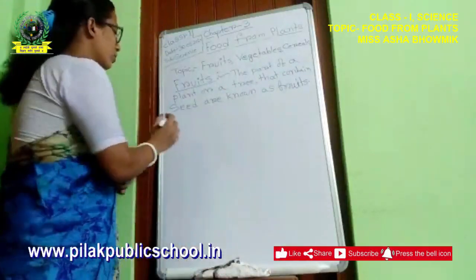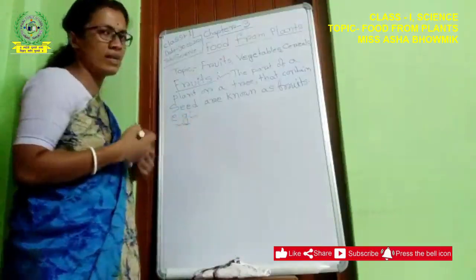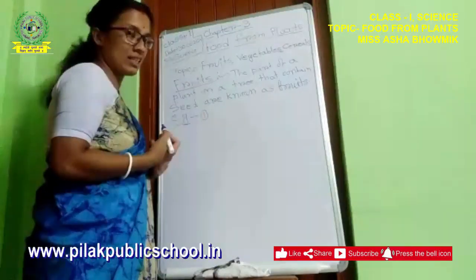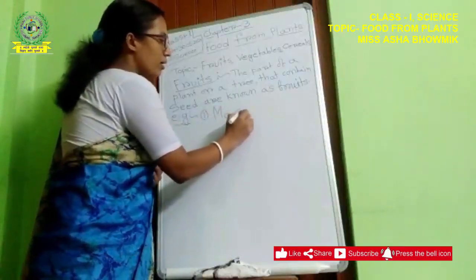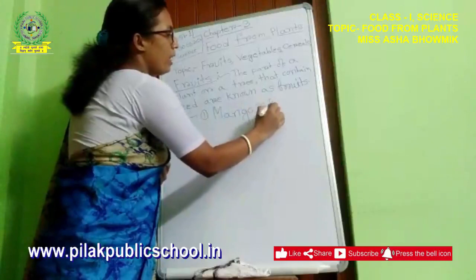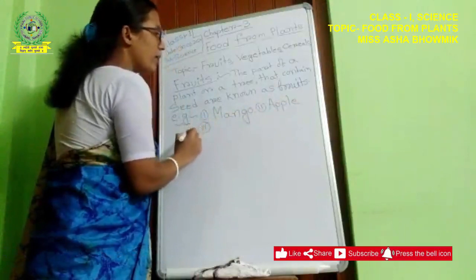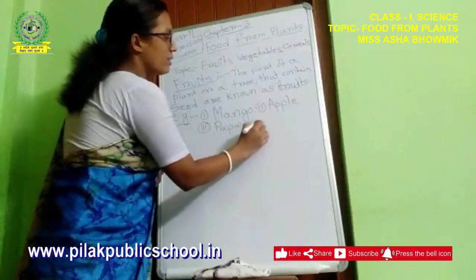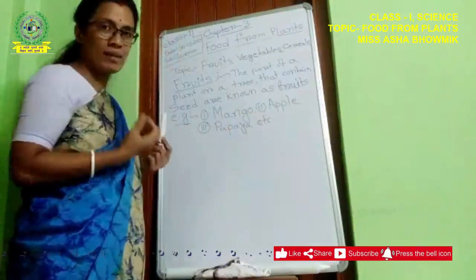Okay. Now I will give examples of fruits. There are various types of fruits present in our environment. The first one is our national fruit, that is mango. M-A-N-G-O, mango. Then another, that is apple. And I also give another fruit's name, that is papaya. Okay. Etc. are examples of fruits. Now we know the definition of fruits and the examples of fruits.